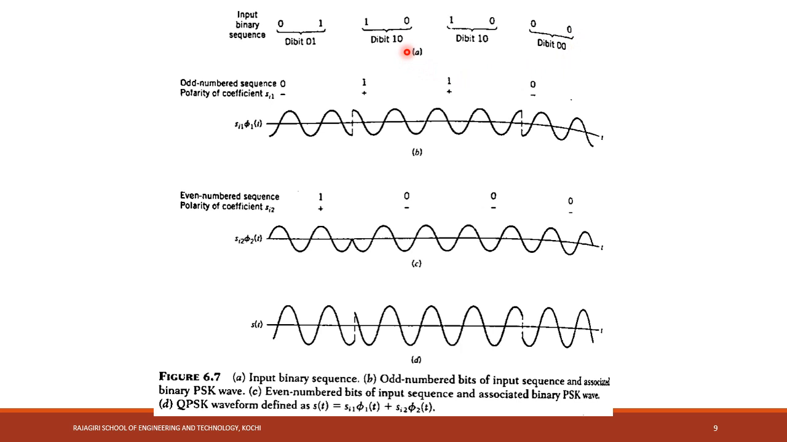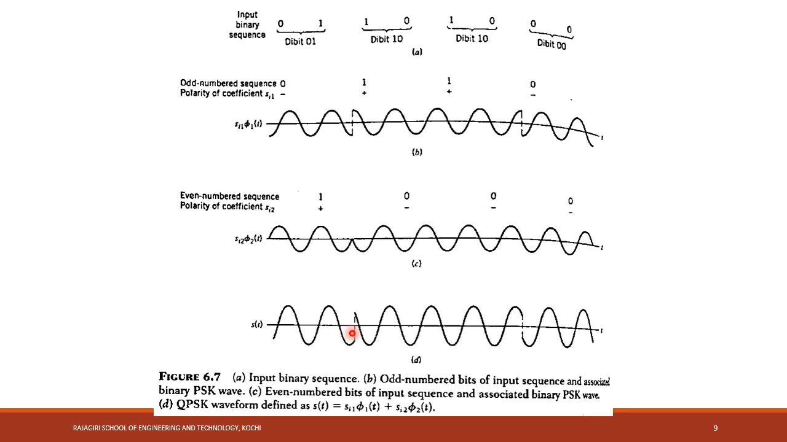Once you divide it into two sequences, this waveform corresponds to the QPSK component SI1 phi1 of t, and this waveform corresponds to the QPSK component SI2 phi2 of t. When you add these two waveforms, you get the QPSK signal S of t, because the QPSK signal S of t is defined as SI1 phi1 of t plus SI2 phi2 of t.